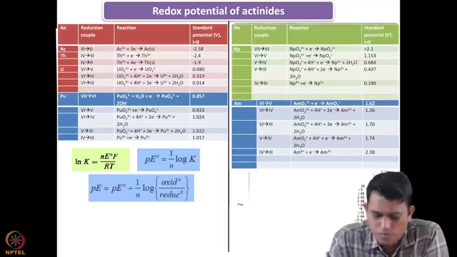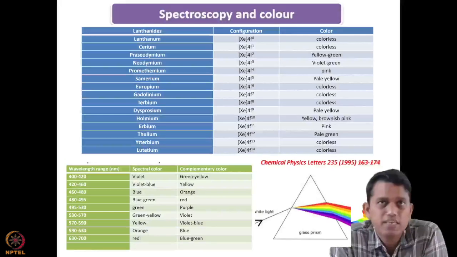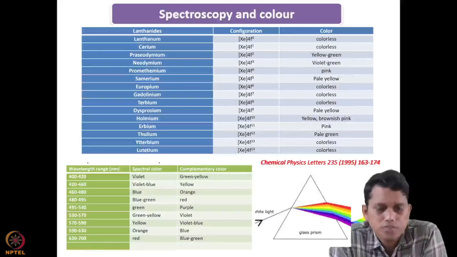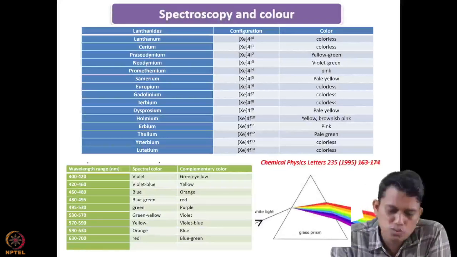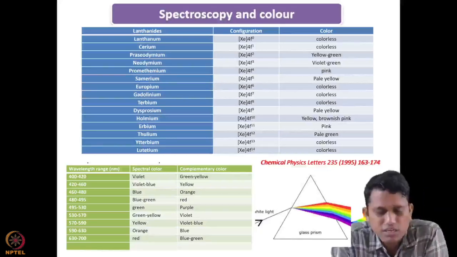So with this, we move to the other subject, that is basically actinide spectroscopy, which we want to discuss. When I say spectroscopy, the first thing that comes to mind is color. As you can see from here, the lanthanides and actinides, I will show you in the next slides, both have very different, very beautiful colors. Here I have shown some of the lanthanides, which are colored and some which are colorless, and we'll try to discuss why some are colorless and why some have color.